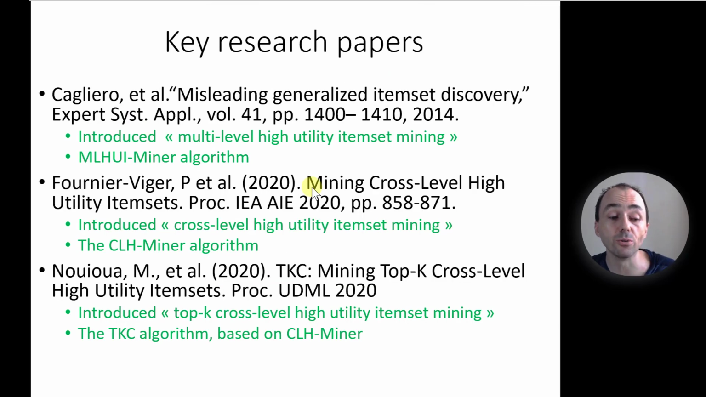So, I have introduced the problem of cross-level high-utility item set mining. I would like to point out some key papers about this, okay, that I talked about today. So, Cagliero is the person who introduced the problem of multi-level high-utility item set mining and the ML-HUI-Miner algorithm. Then, in another paper, I introduced the more general problem of cross-level high-utility item set mining and the CLH-Miner algorithm. Then, in another paper, this problem was changed to top K cross-level high-utility item set mining, and the TKC algorithm was proposed. Then after this, there have been some other algorithms, but I would say these are the key papers that define the problems actually, okay, not just the performance improvements.